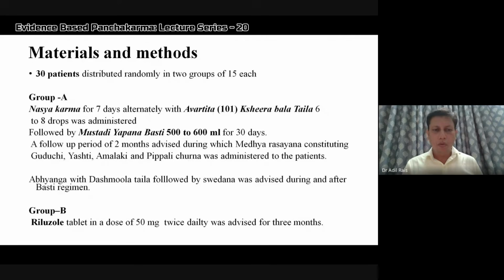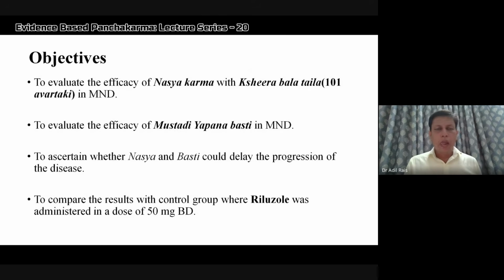In Group B, Riluzole tablet, which is the only medicine available in the modern system of medicine, was advised to the patient at 50 milligrams twice daily, that is BD.